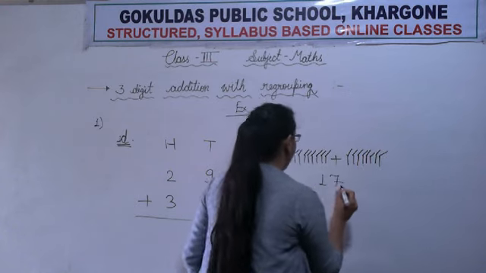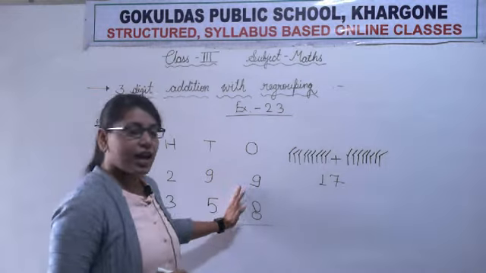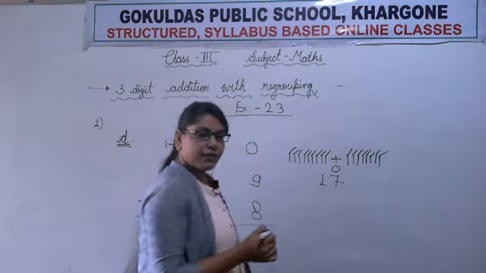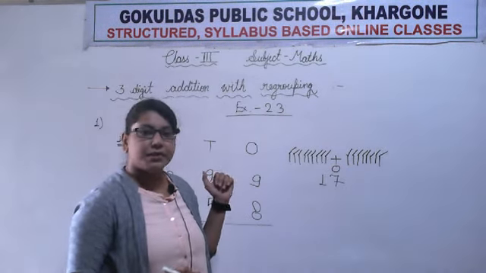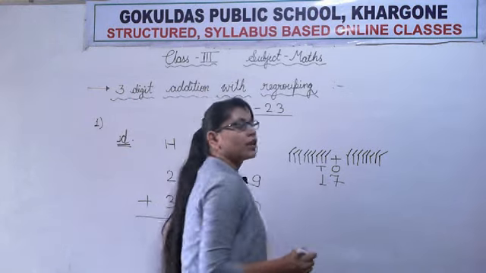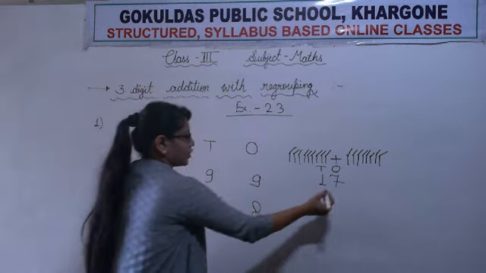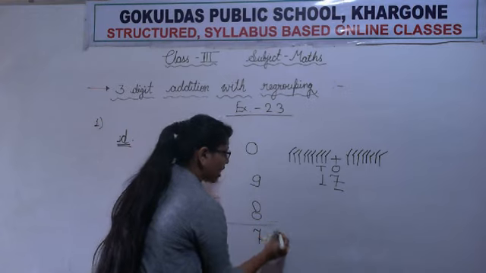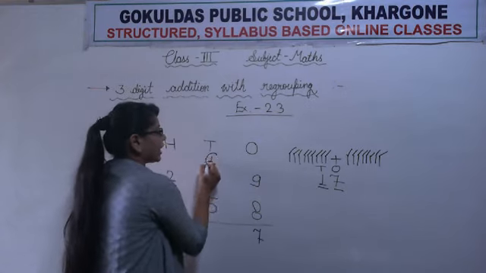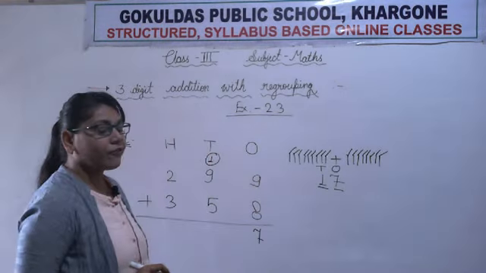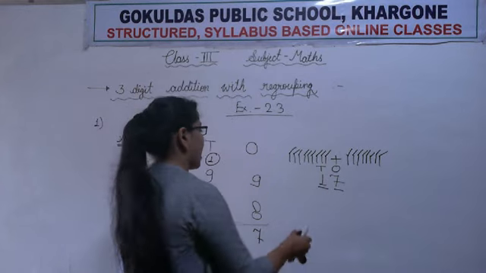Again we got a 2-digit answer. We added ones. So this must be ones, and the position which comes after ones is tens. So this number will be in the tens column. So the 7 we will write in ones, and this 1 we will write in the tens column in the form of carry.